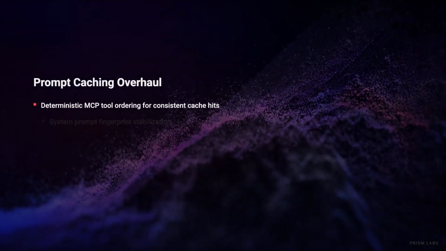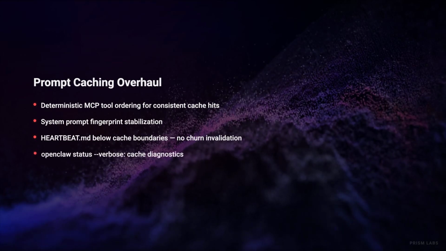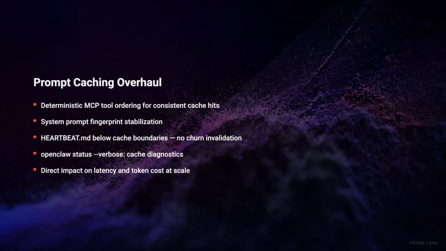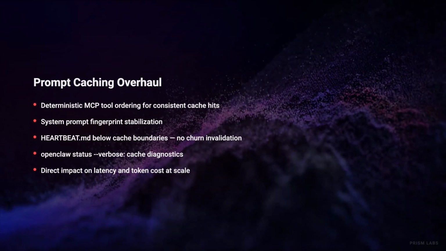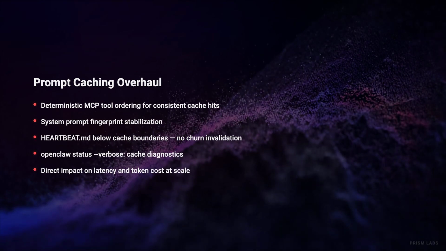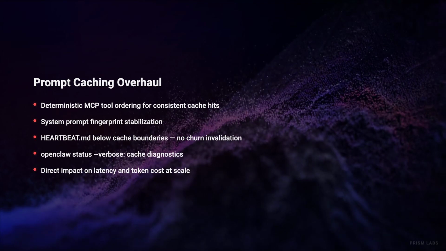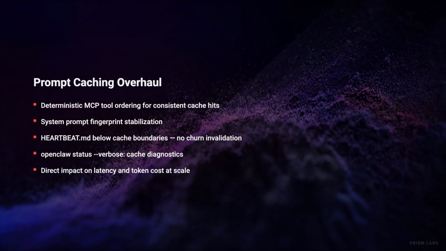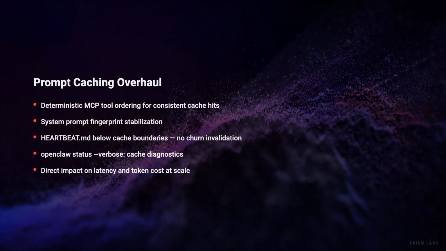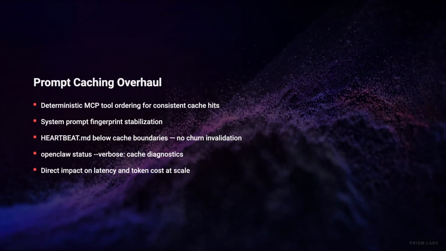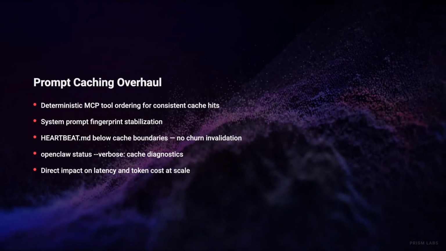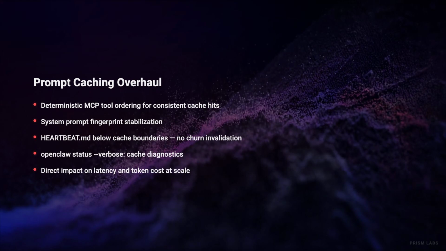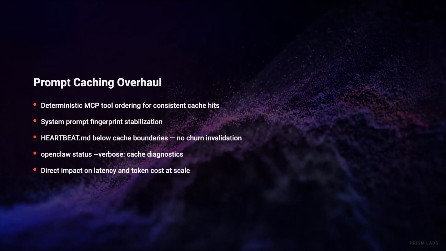Prompt caching got a serious technical overhaul in this release. The system now keeps prompt prefixes more reusable across transport fallback with deterministic MCP tool ordering, meaning cache hits are more consistent regardless of which path the request takes. System prompt fingerprints are stabilized, so minor formatting changes don't invalidate the cache. Duplicate in-band tool inventories are removed from agent system prompts. Heartbeat.md is kept below cache boundaries to prevent heartbeat churn from invalidating cached content.